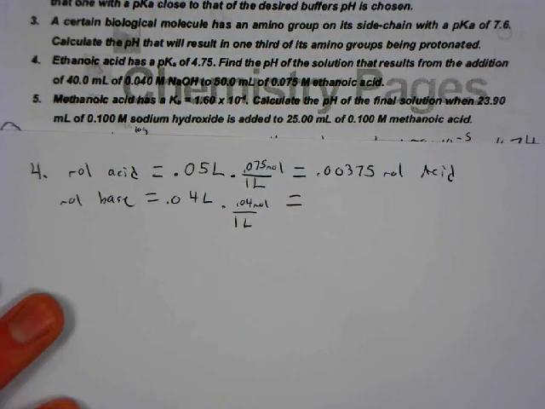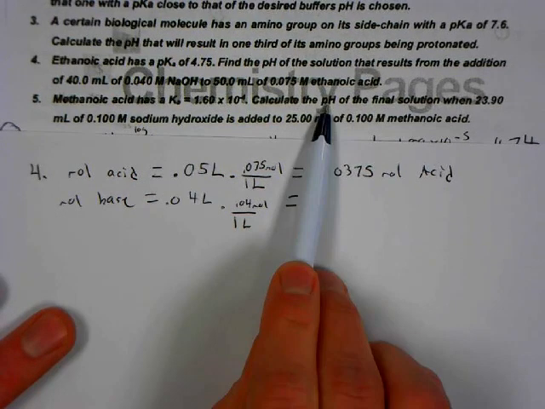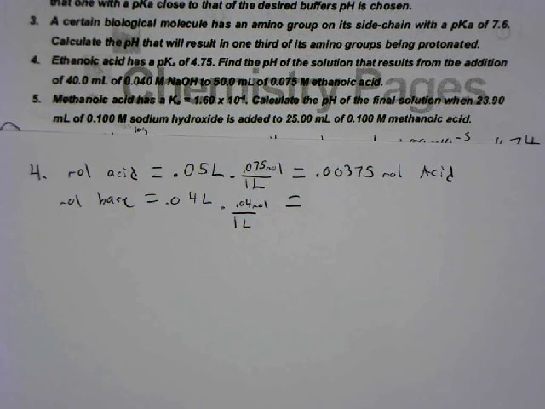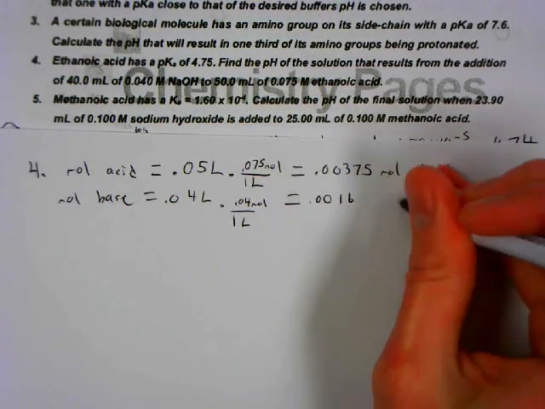0.04 liters times, for every 1 liter, I have 0.04 moles. Is this something you have to memorize, which one's base and acid? It tells you. We know NaOH is a base and it says ethanoic acid. Yes.